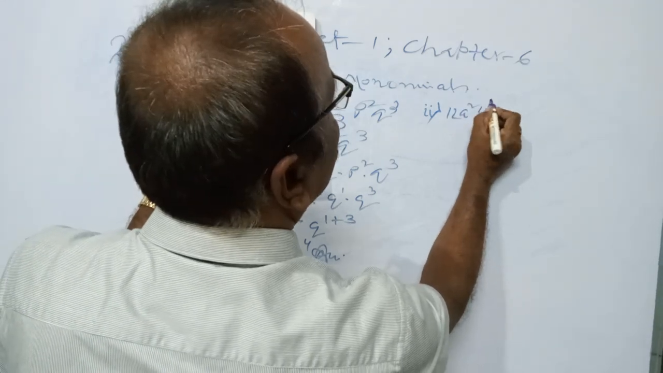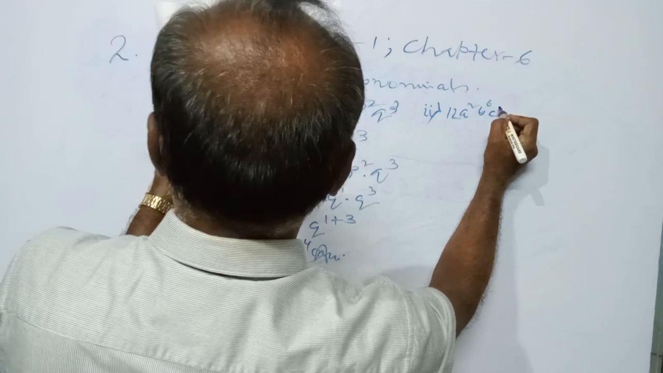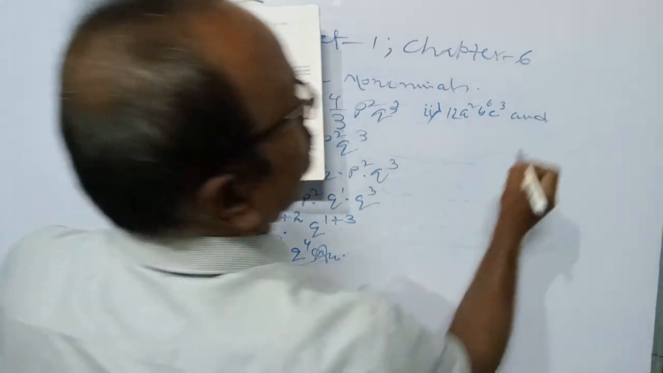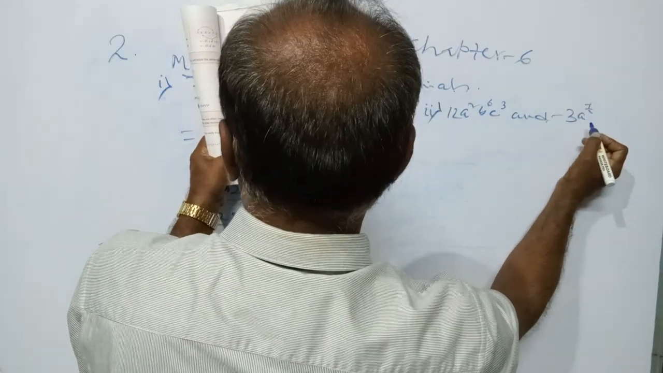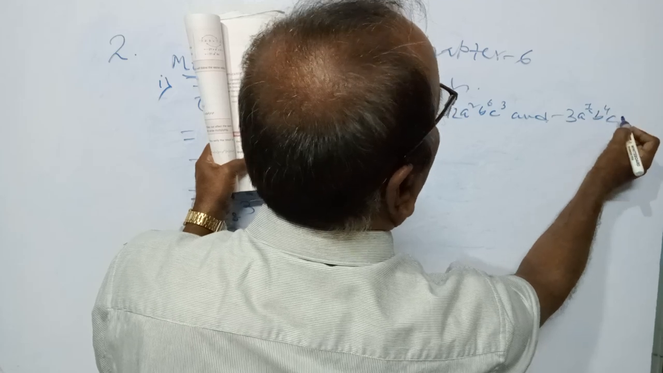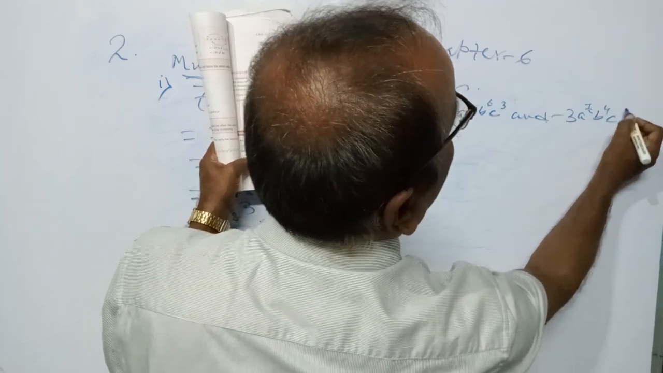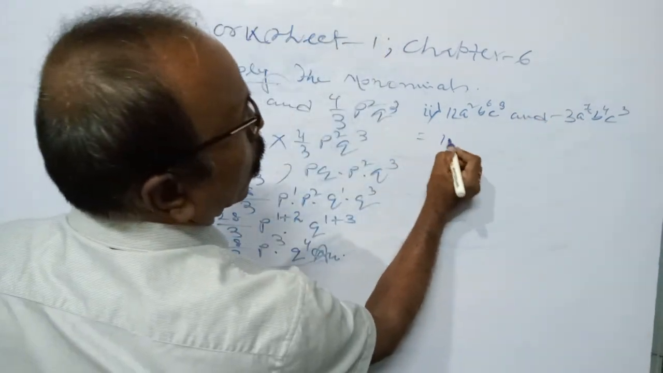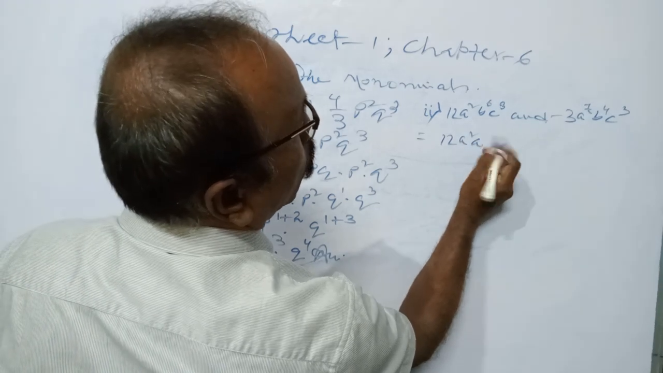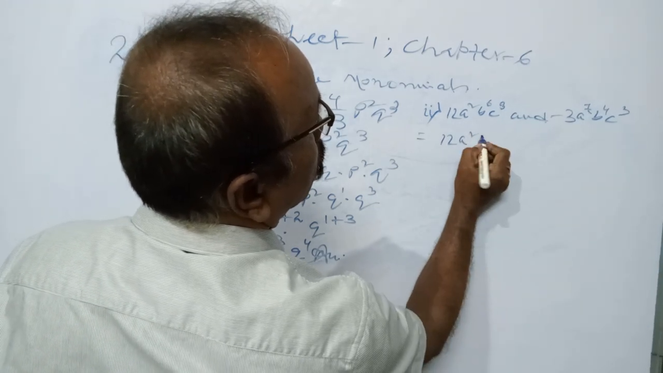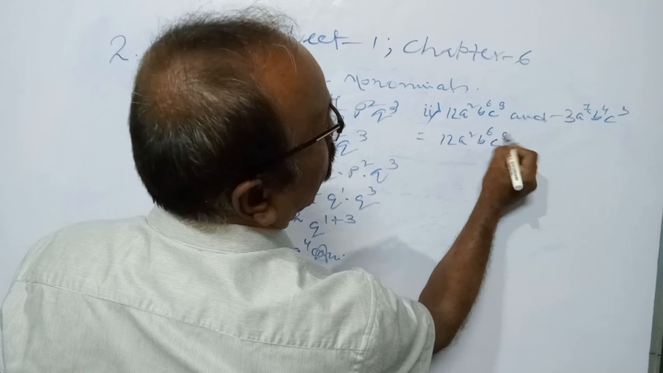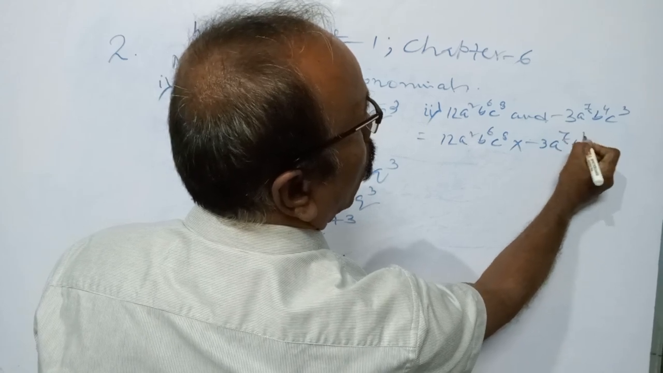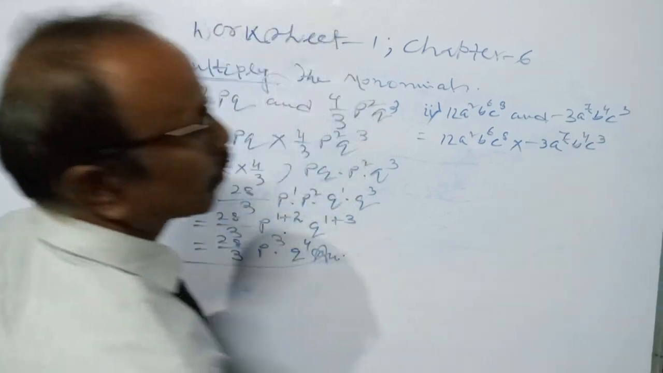Next, a square b to the power 6 c to the power 3, and minus 3 a to the power 7 b to the power 4 c to the power 3, here it is 8. Am I clear? You see 12 a square b to the power 6 c to the power 8 into minus 3 a to the power 7 b to the power 4 c to the power 3. Am I clear?